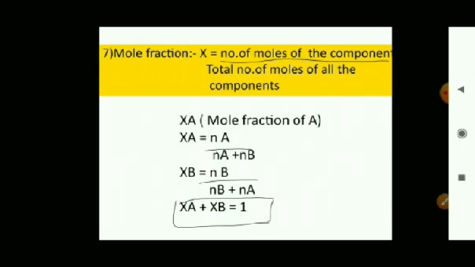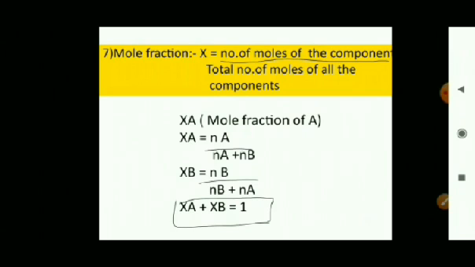Next is mole fraction. It is denoted using X. This is the commonly used symbol for mole fraction, that is X, and on the right-hand side of X we write a subscript which denotes the component.